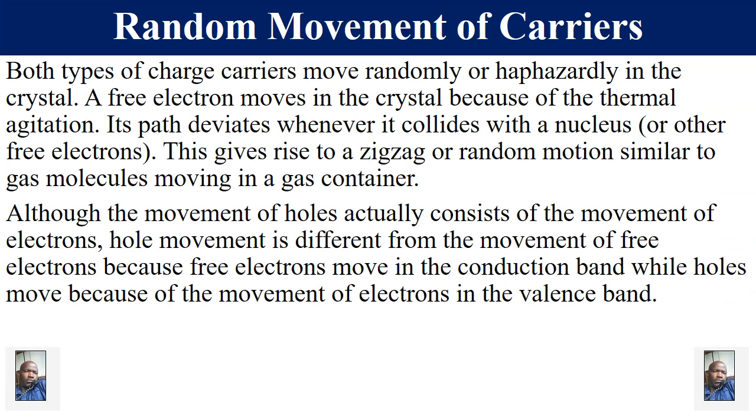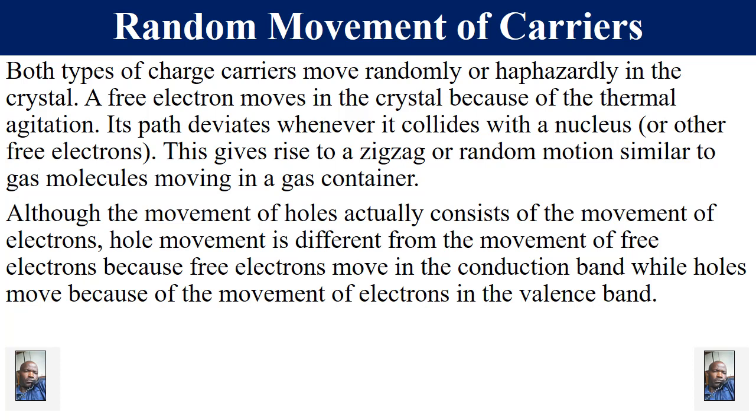What are we saying? We are saying charge carriers in an intrinsic semiconductor, which are holes and electrons, move randomly, they move haphazardly. So both types of charge carriers move randomly or haphazardly in a crystal, and this is how it happens. A free electron, after being excited, moves in a crystal due to thermal energy, or from an increase in temperature, or from heat. Wherever it goes, there's a possibility of encountering a hole.